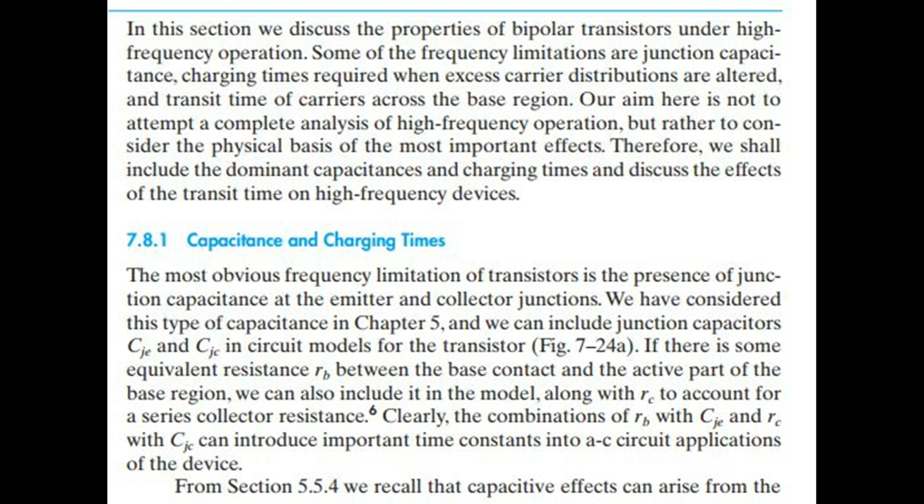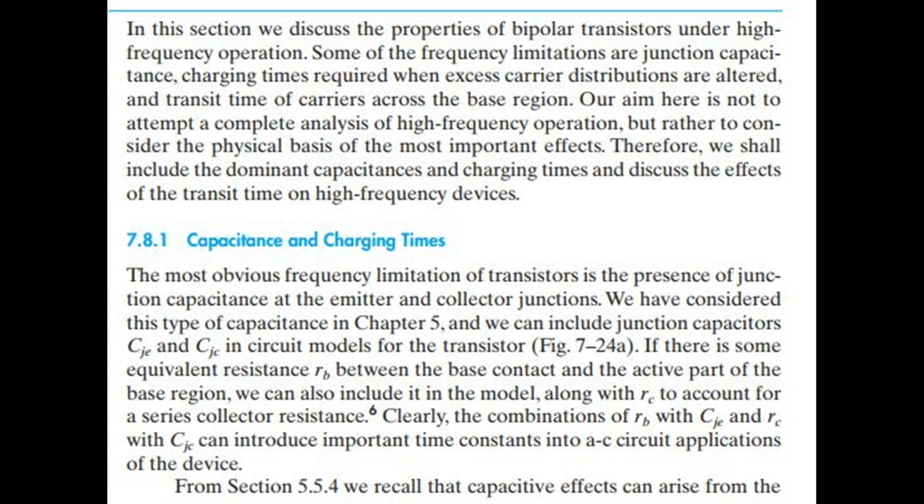The most obvious frequency limitation of transistors is the presence of junction capacitance at the emitter and collector junctions. We have considered this type of capacitance in Chapter 5, and we can include junction capacitors C_JE and C_JC in circuit models for the transistor, Fig. 7-24a. If there is some equivalent resistance R_B between the base contact and the active part of the base region, we can also include it in the model, along with R_C to account for a series collector resistance. Clearly, the combinations of R_B with C_JE and R_C with C_JC can introduce important time constants into AC circuit applications of the device.